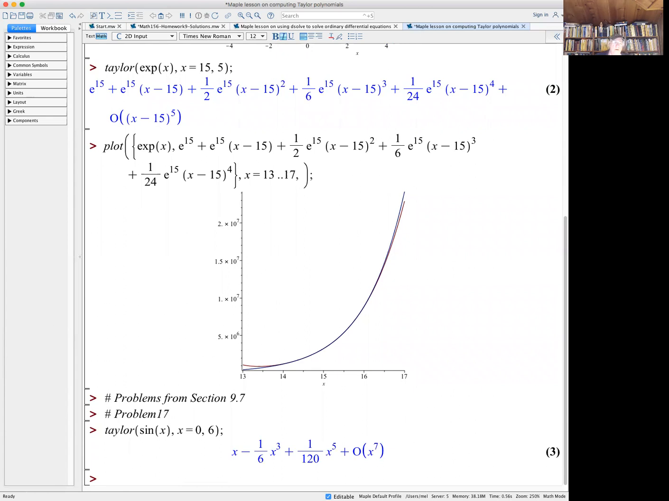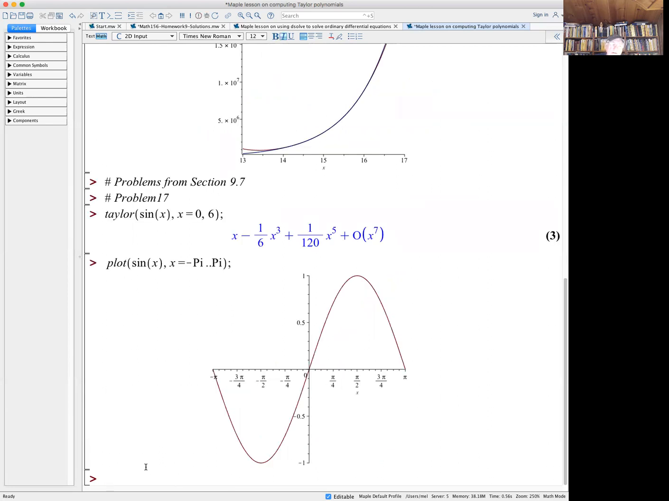So according to the theory of Taylor polynomials, this 5th degree polynomial should approximate sine x very closely around 0. Let's see. If we plot the sine of x, let's say x goes from minus pi to pi, that's what it looks like.